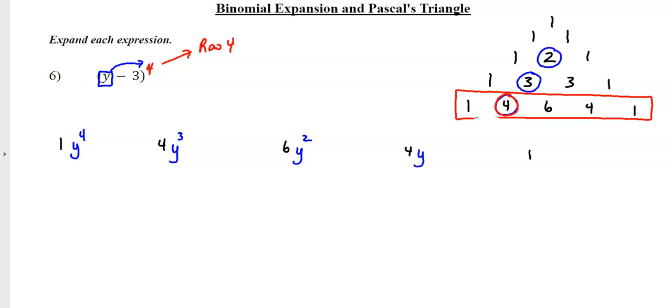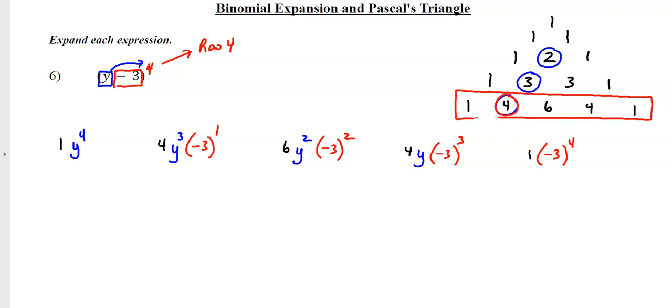Now, the other piece, this -3, that one you're going to do the opposite. You're going to build your way up to 4 at the end. So you're going to end up with a -3 to the 4th over here. And this one will be -3 to the 3rd. And this one will be a -3 squared. And this will be a -3 to the 1st. And you're not going to have any in the first one.